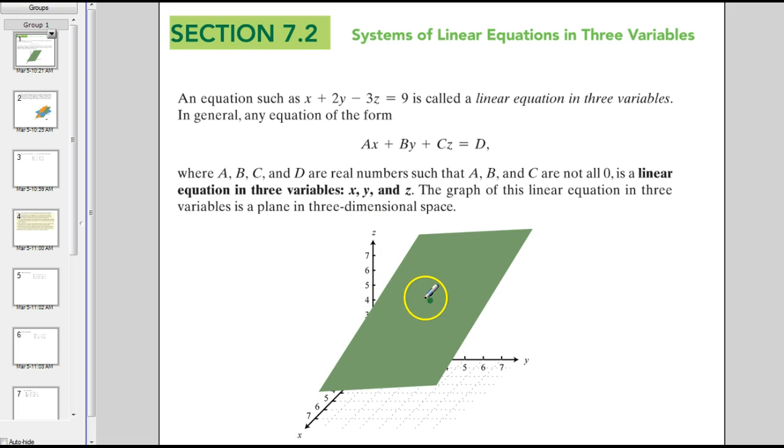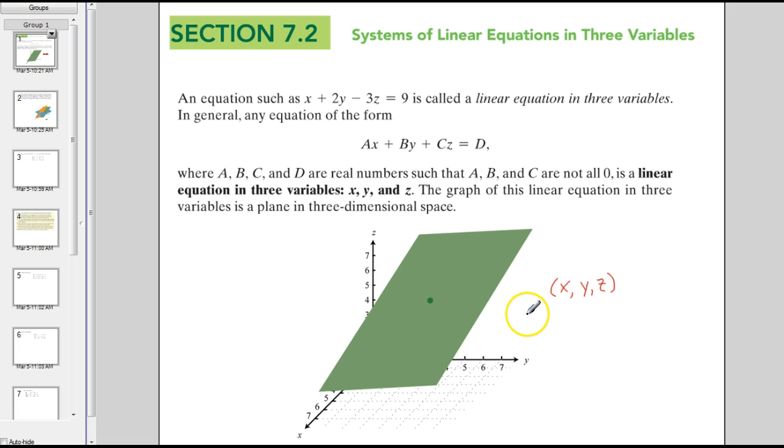And a point in xyz space is a three-dimensional point. It's an ordered triple. And we write it in the same way, x, y, but now we have a third dimension, z. And that point, in this case, would be something like, just estimating, 5, 5, 6. But anyway, that's how we describe a point in space with an ordered triple instead of an ordered pair that we're used to.